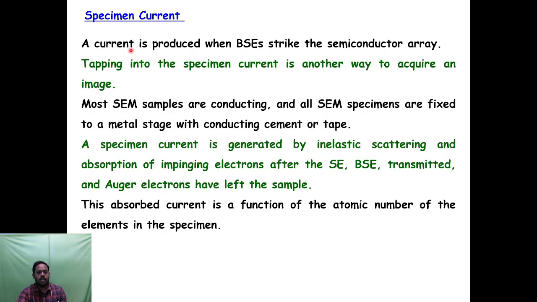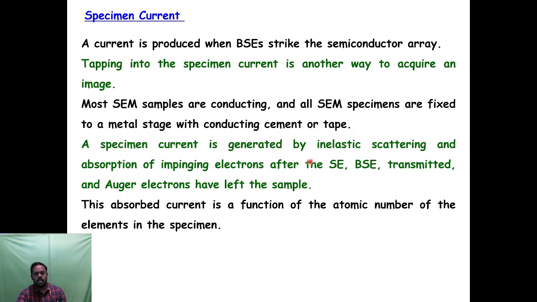And the specimen current: a current is produced when the backscattered electrons strike the semiconductor array. So tapping into the specimen current is another way to acquire an image. Most SEM samples are conducting. All the SEM specimens are fixed to a metal stage with a conducting cement or tape. In some SEM measurements, the non-conducting materials will be made conductive using the sputtering technique. Usually they do gold sputtering on the samples so that they will be converted into conducting samples.